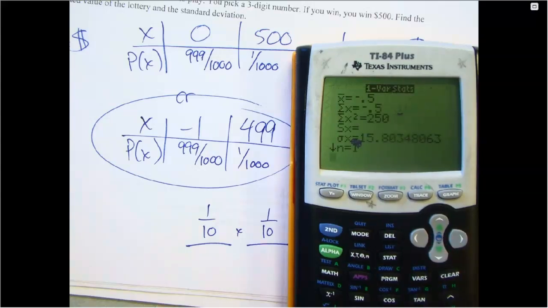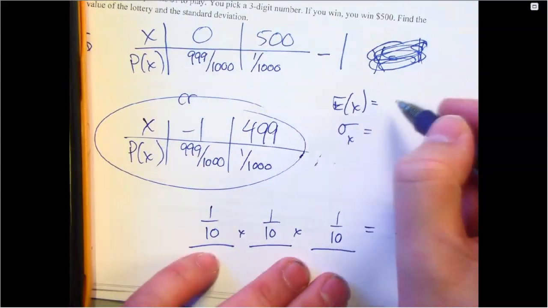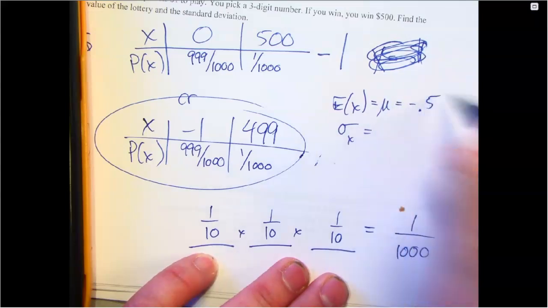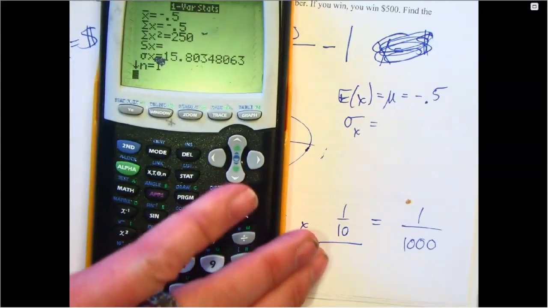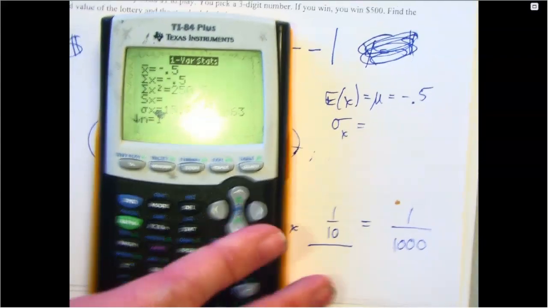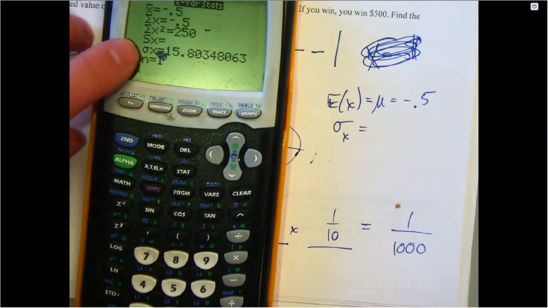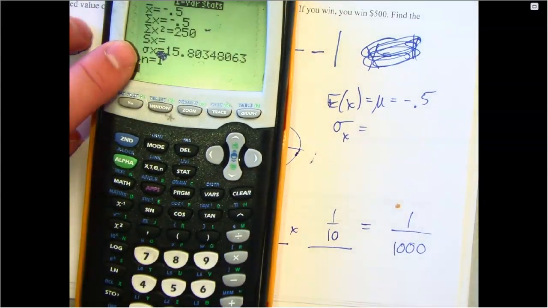And then it calculates. So your mean, your expected value is -0.5. On average, you'll lose 50 cents every time you play it. Expected value, which is the same as the mean, -0.5. And your standard deviation is the one that looks like sigma, something at the bottom.